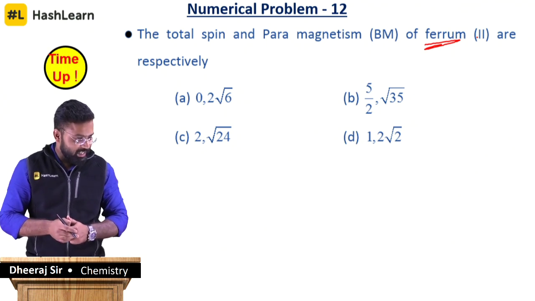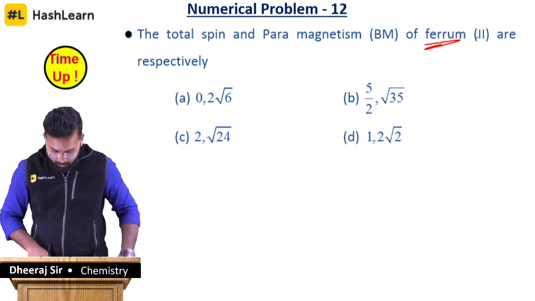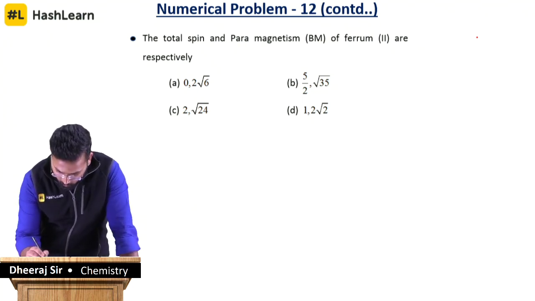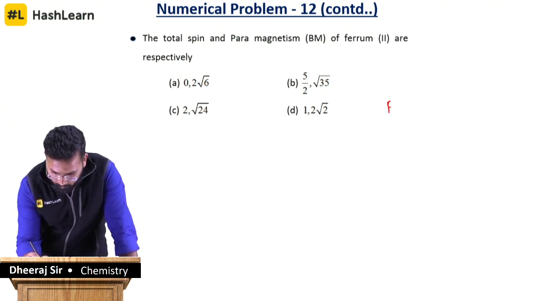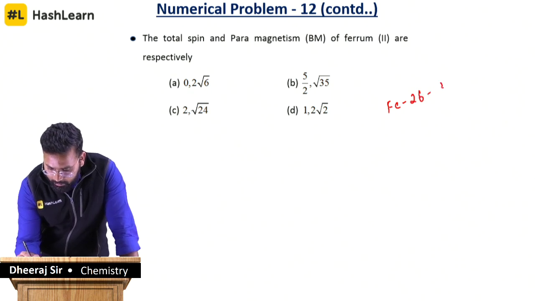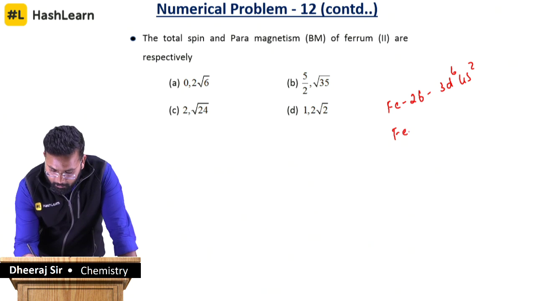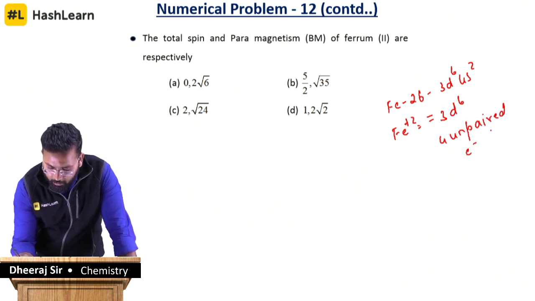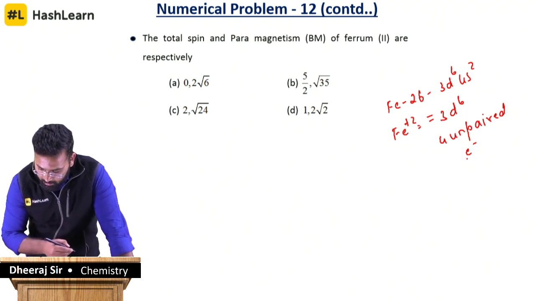So Yogesh says it is option B. Clockmaster says time's up, so we will start working from our end. Iron, atomic number 26, the electronic configuration is 3d6 4s2. He says it's in +2 oxidation state, so its electronic configuration will become 3d6. If it is 3d6, it will have 4 unpaired electrons. If it has 4 unpaired electrons, you have partially got the answer.